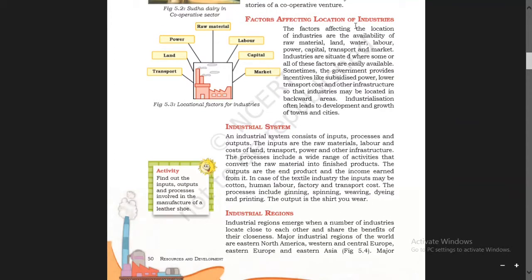Now, factors affecting location of industries. Industries cannot be set up in each and every place. There are some factors which affect the location of these industries. Now, let us see these factors. The factors affecting the location of industries are the availability of raw material, land, water, labor, power, capital, transport, and market. So these are the factors which affect the location of industries. You just tick mark it and learn by heart what are the factors that affect the location of industries.